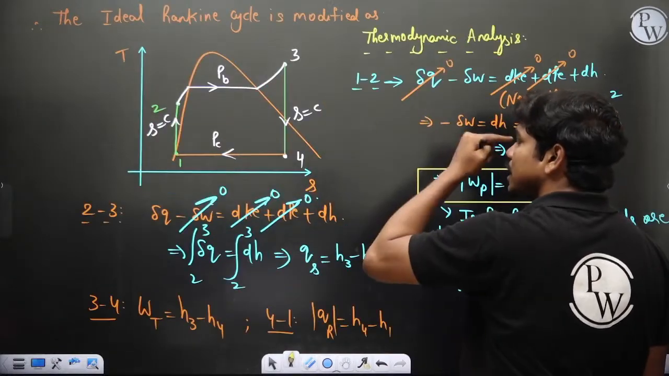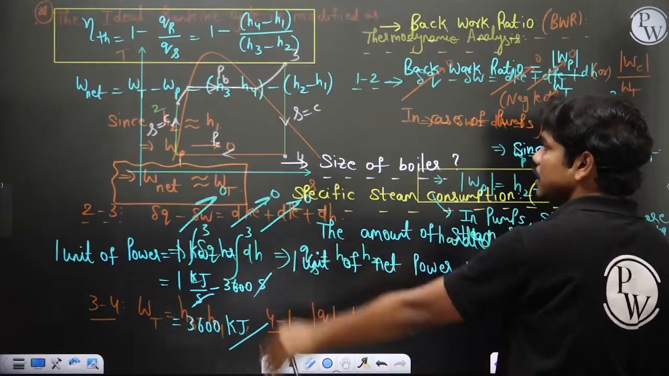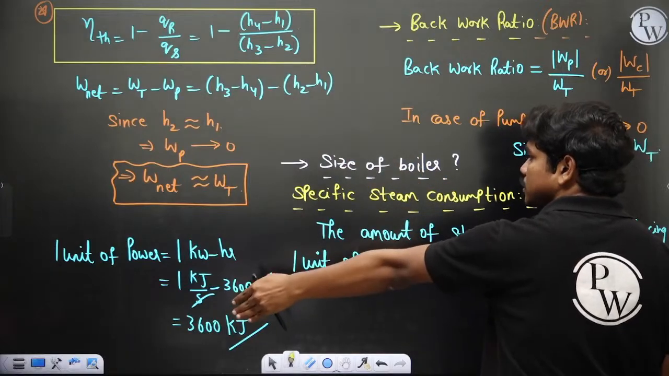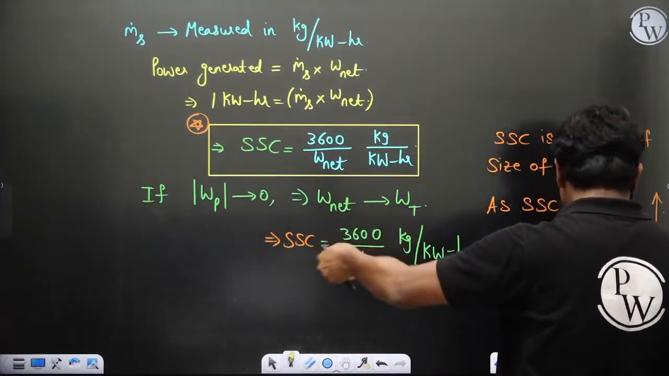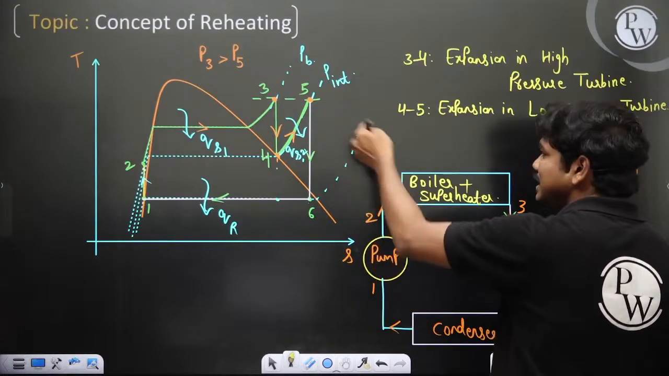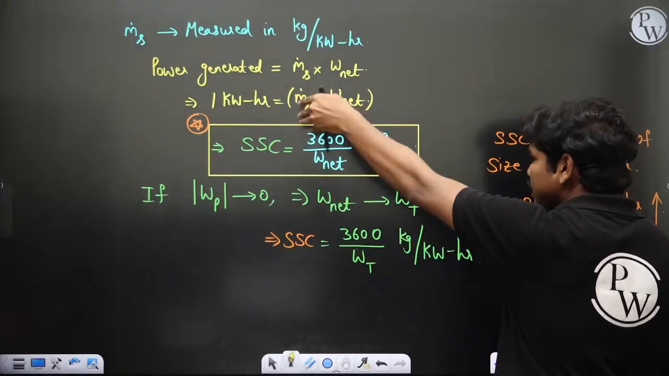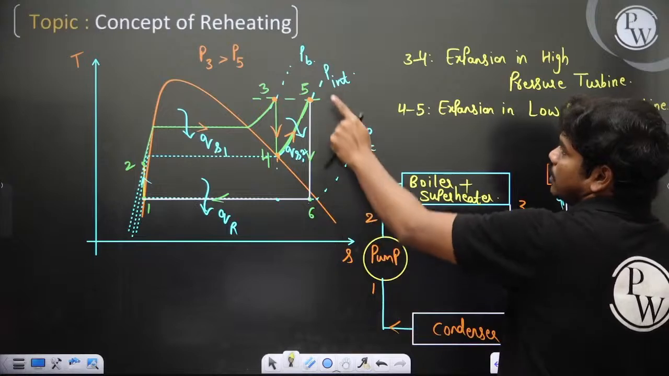So once we start this cycle, and if you do mathematical analysis of this, you found thermal efficiency, specific steam consumption, back work ratio, these things, basic things. Then specific steam consumption we have seen. You please work it out. Okay, this is very much easy to work out. Just play with the units, you will get this. Okay, then concept of reheating.